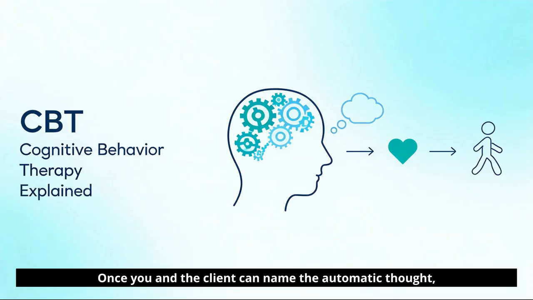Once you and the client can name the automatic thought, you're ready for thought records. A thought record is a structured worksheet or process where you walk through a specific situation, the emotion, the automatic thought, and then systematically examine evidence for and against that thought, ending with a more balanced alternative. For example, a client misses one deadline and thinks, "I'm completely incompetent." You write down the situation: missed one work deadline. Emotion: shame, 80 out of 100. Automatic thought: "I'm completely incompetent."